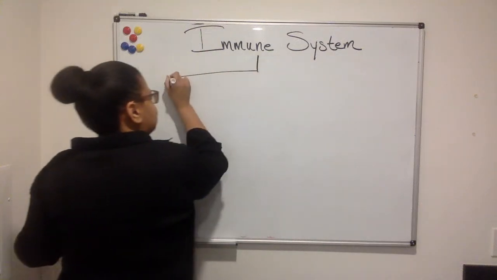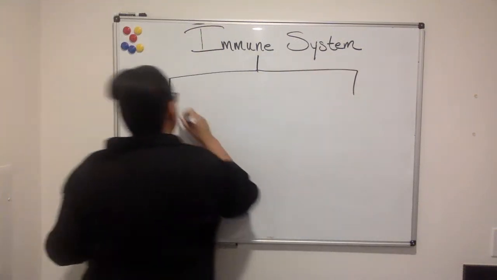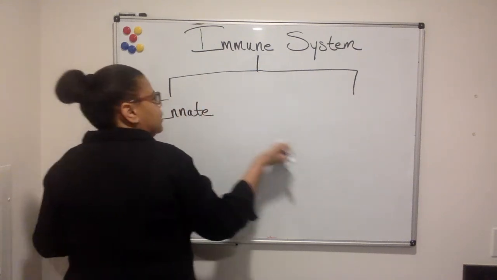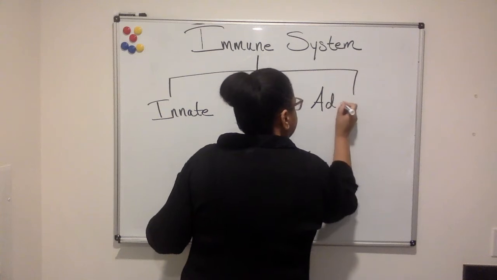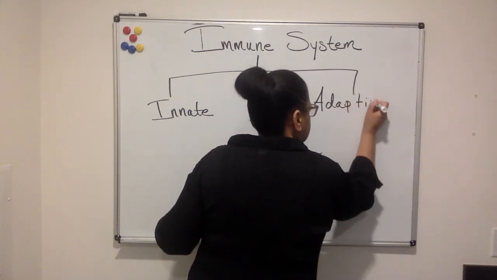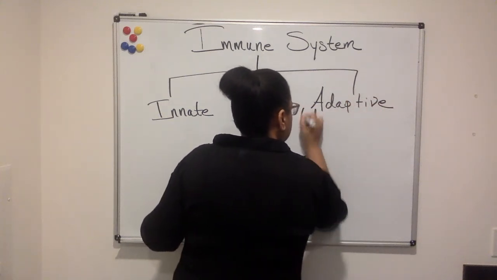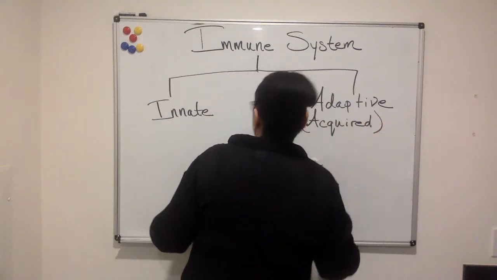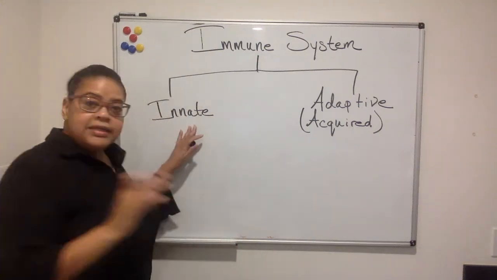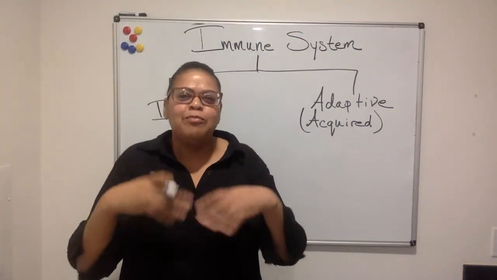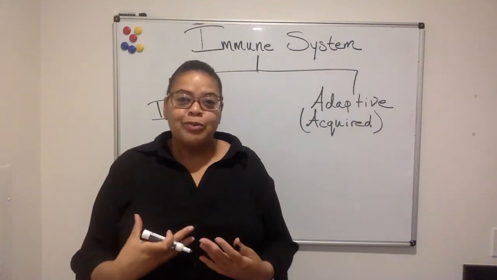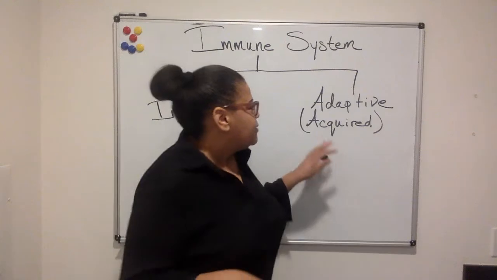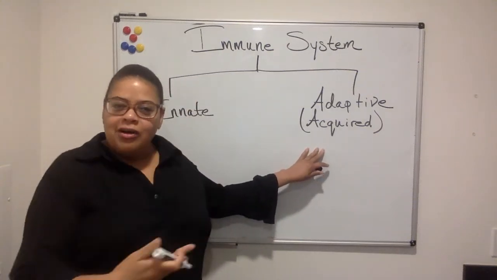So the immune system is broken into two parts. We have the innate immune system, and then we have the adaptive, or also it's called the acquired immune system. The innate immune system is the one you're born with. So babies have an innate immune system. This one you acquire later on through life.